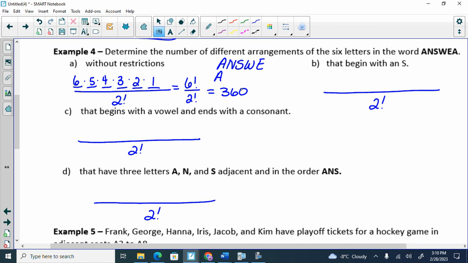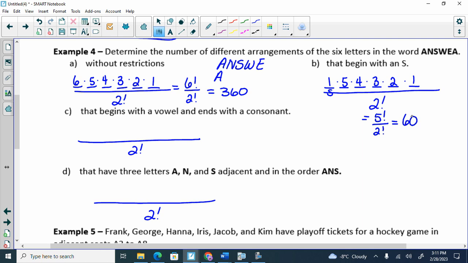Begin with an S. 1, 5, 4, 3, 2, 1. So last time it was 5 factorial. Well, we're dividing by 2 factorial. It's getting rid of all those A's that look the same. So it's 60.